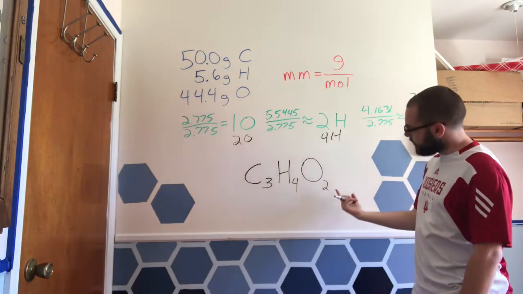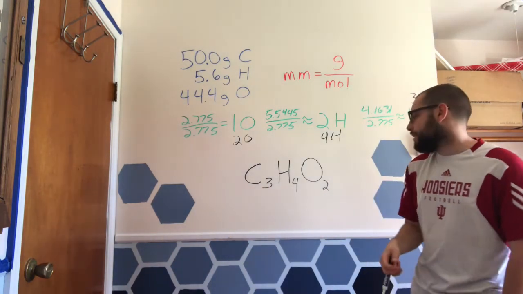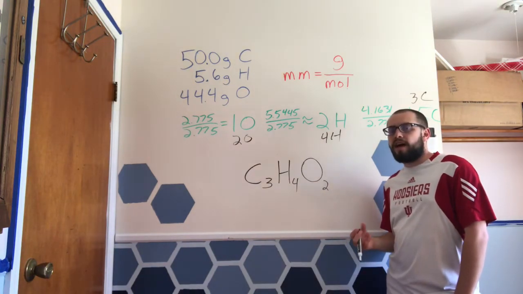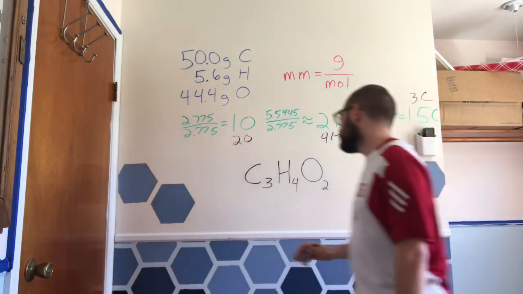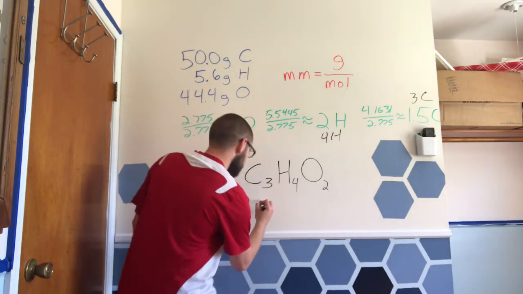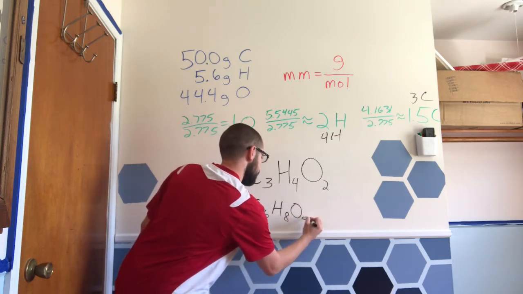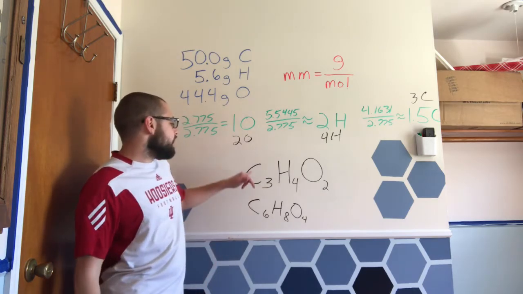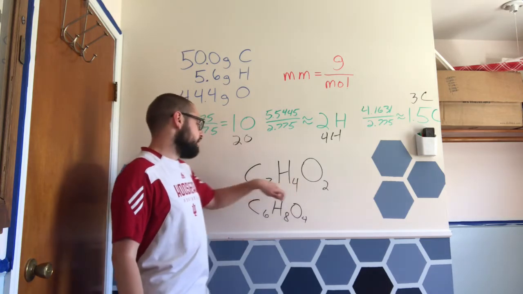It's only telling me the ratios of these elements. This might not be the reality for this compound. What I mean by that is that it might be the same ratio, but in different amounts. Maybe the actual molecular formula is C6H8O4. It keeps the same ratio, but it's a different composition. I've got twice as much of all these things.